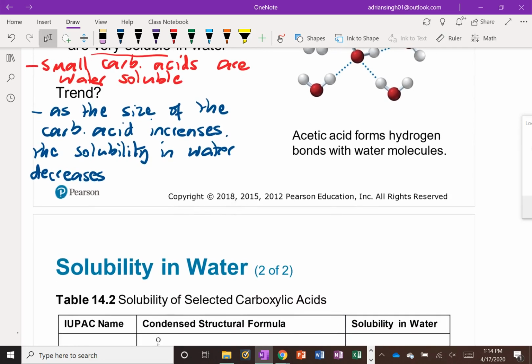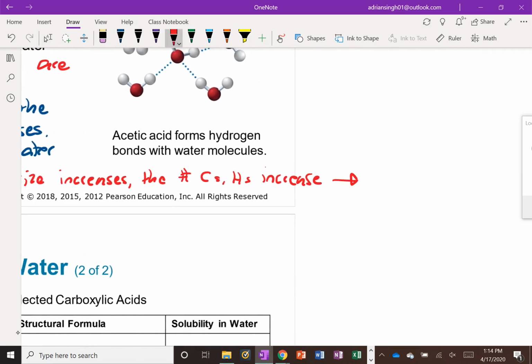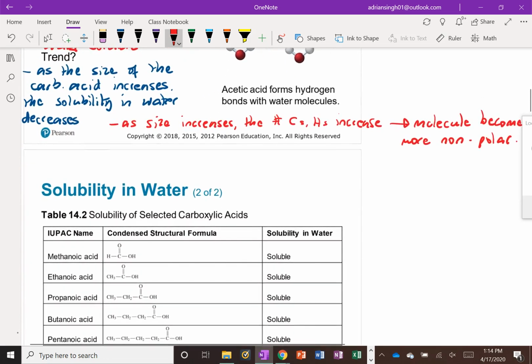And the reason for it is, as the size increases, the number of carbons and H's increases, and what that leads to is the molecule then ends up becoming more nonpolar. Right, and remember, like dissolves like. So the more nonpolar it is, the less soluble it is going to be in a polar solvent like water.